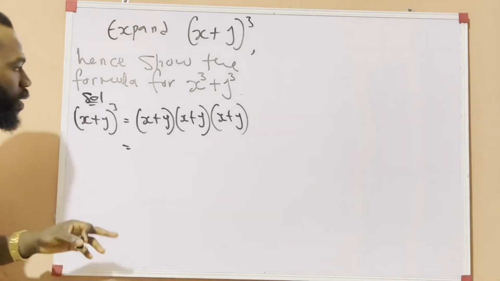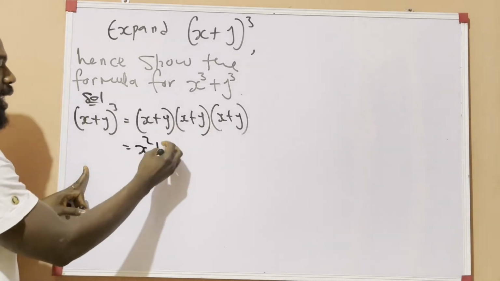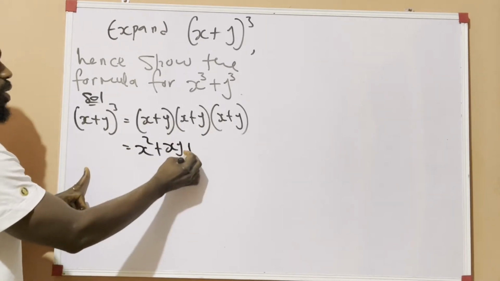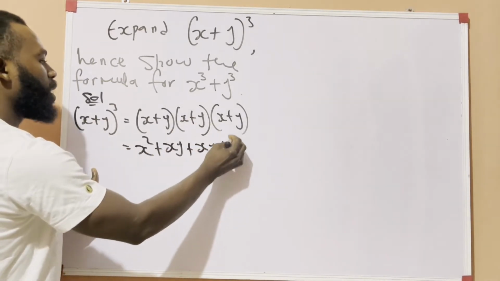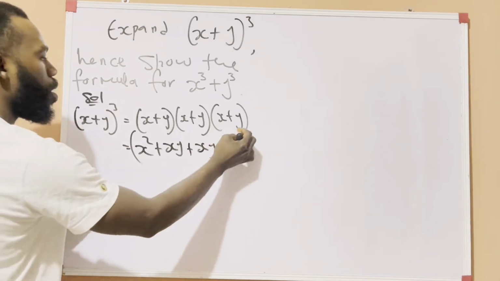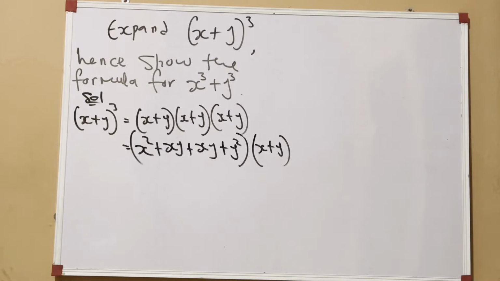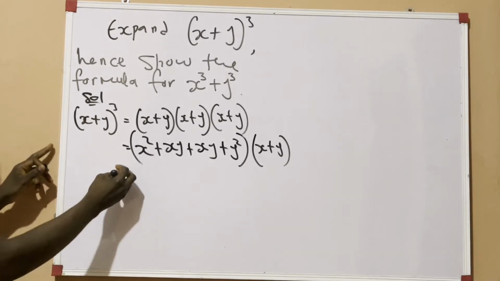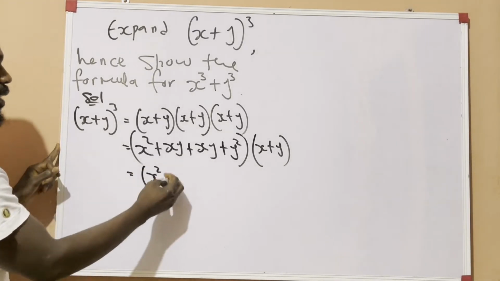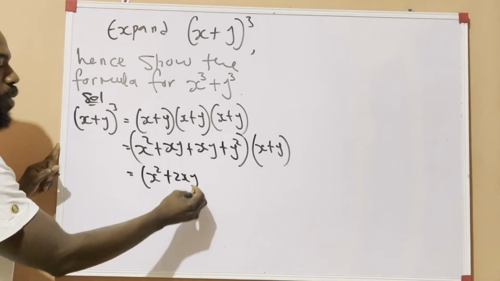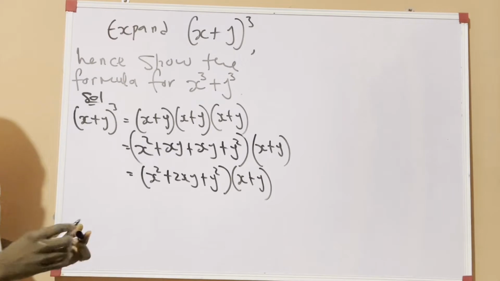Now opening the first two brackets, we have x times x gives us x squared, plus x times y gives us xy, plus y times x also gives us xy, and y times y gives us y squared, all times the bracket (x + y). Okay, now from this point we are going to have this. Here becomes x squared, xy plus xy gives us plus 2xy, plus y squared, times (x + y).